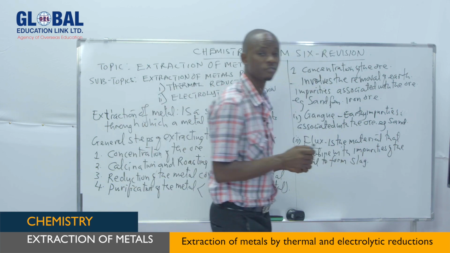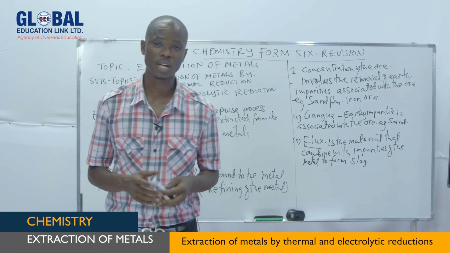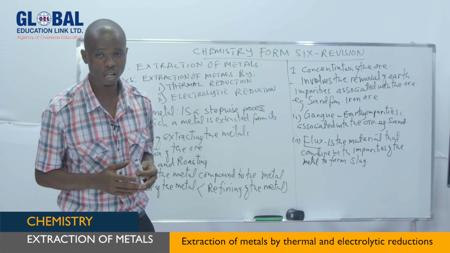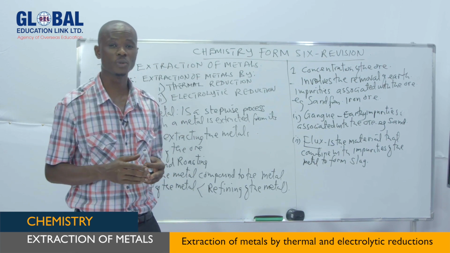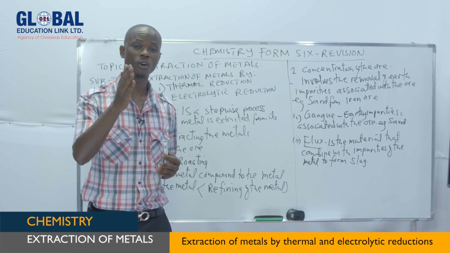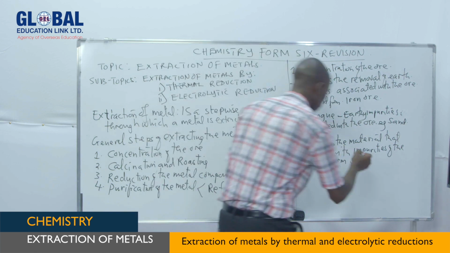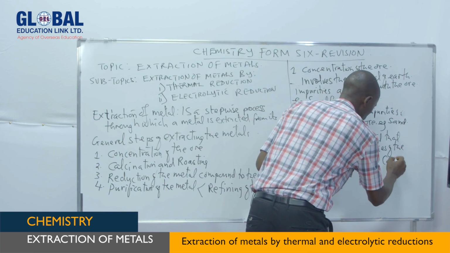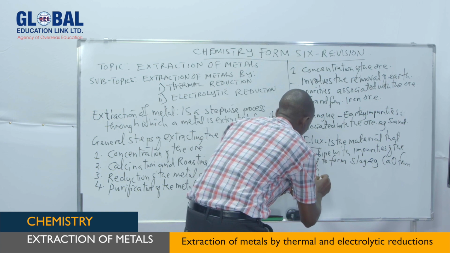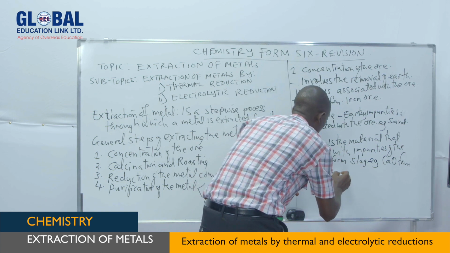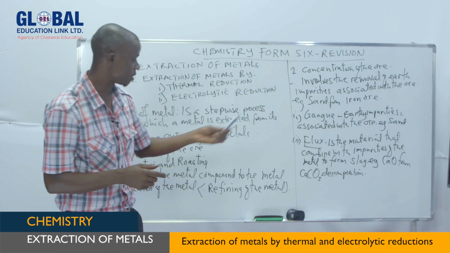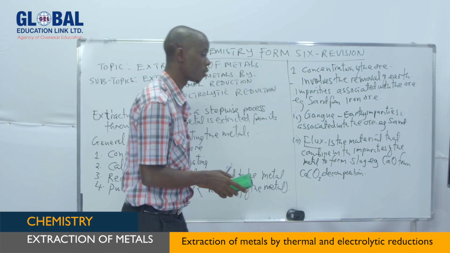For example, we have calcium oxide. This calcium oxide is obtained from the decomposition of calcium carbonate when extracting iron using hematite ore, that is the iron 3 oxide, which is the ore of iron. Now, that is flux. From there, we can also have another one.